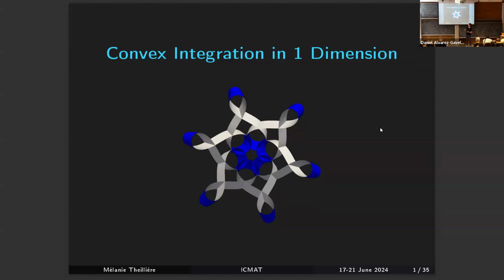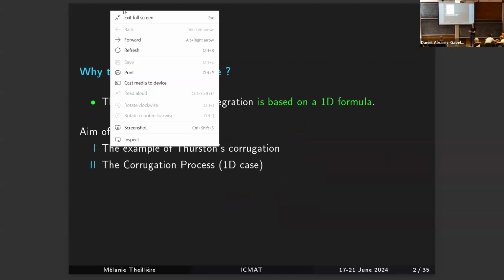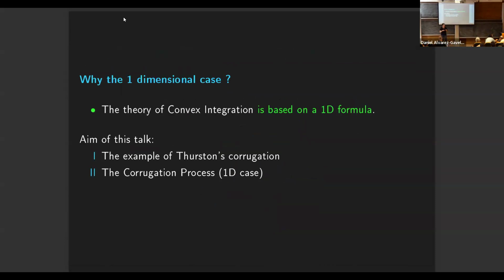So today I would like to present convex integration in the case of one dimension. I do that because the theory of convex integration is based on a one-dimension formula. If we mainly understand what happens in one dimension, we understand nearly all of convex integration, because the rest is just induction. I will present the induction tomorrow, and today we'll focus on the one-dimension case. I start with an example, Thurston corrugation, and after we talk about the general case in one dimension.